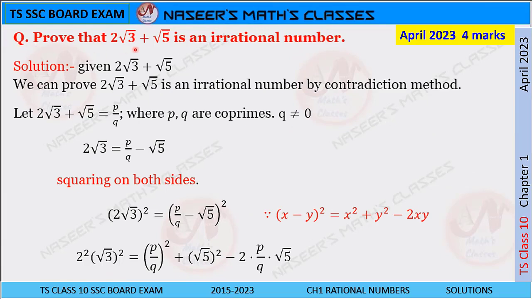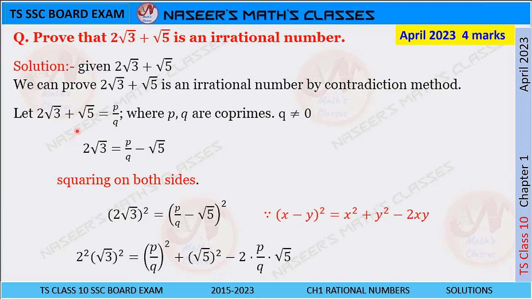Prove that 2 root 3 plus root 5 is an irrational number. This is for 4 marks, April 2023. So first, given 2 root 3 plus root 5. To prove that 2 root 3 plus root 5 is an irrational number by the contradiction method, first of all, let 2 root 3 plus root 5 be equal to p by q, where p, q are co-primes and q is not equal to 0.